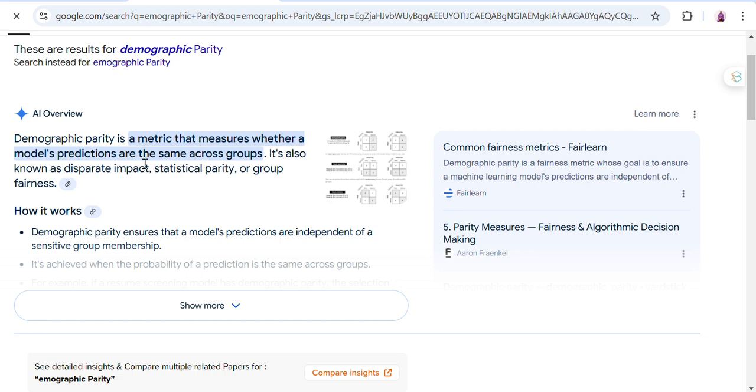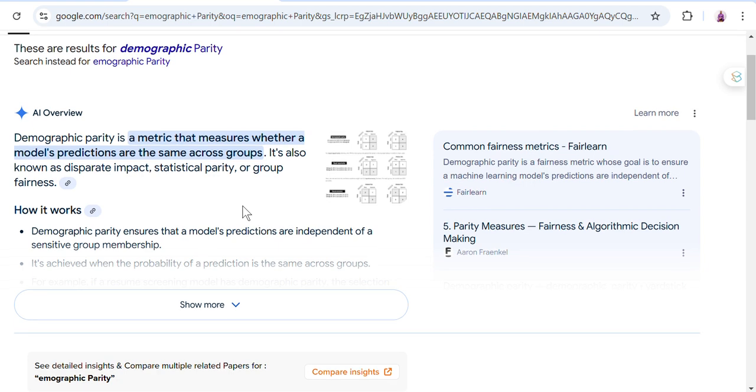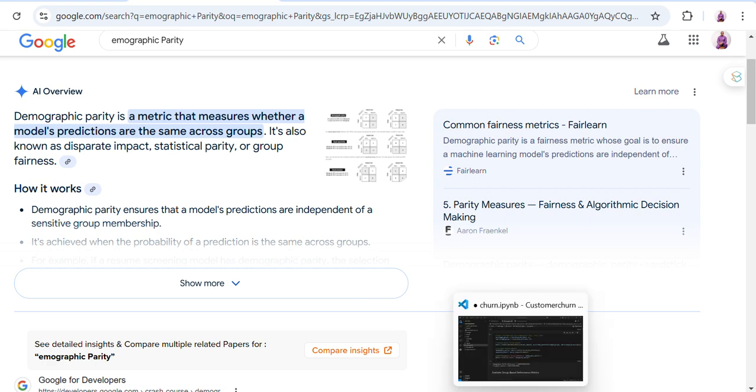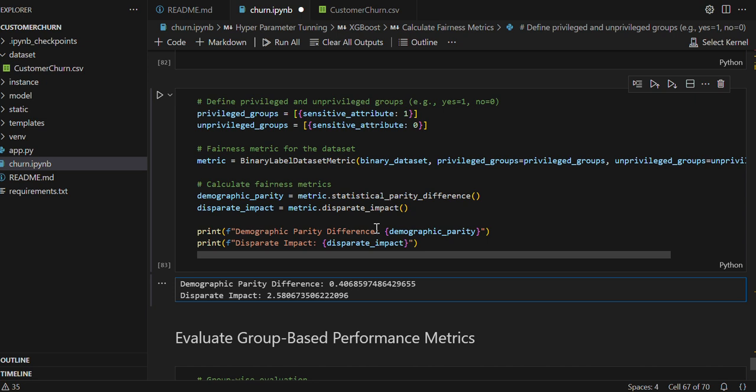Whether a model's predictions are the same across groups. It is also known as disparate impact statistics. So it measures how good the model is, how unbiased it is between those two labels, whether it's churn or not. That's what demographic parity does. Because the target there is this, then the disparity. You can also look at it as the impact.